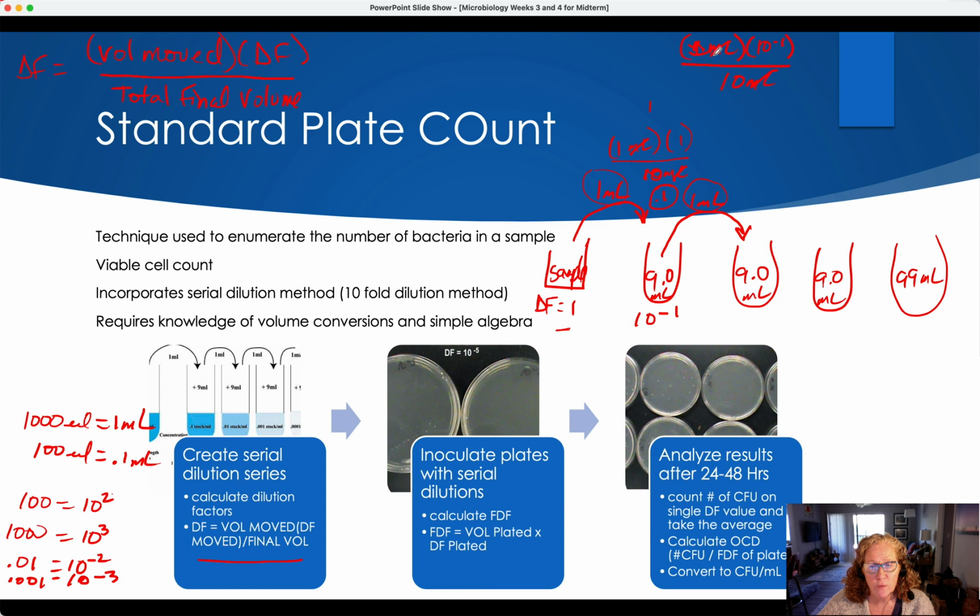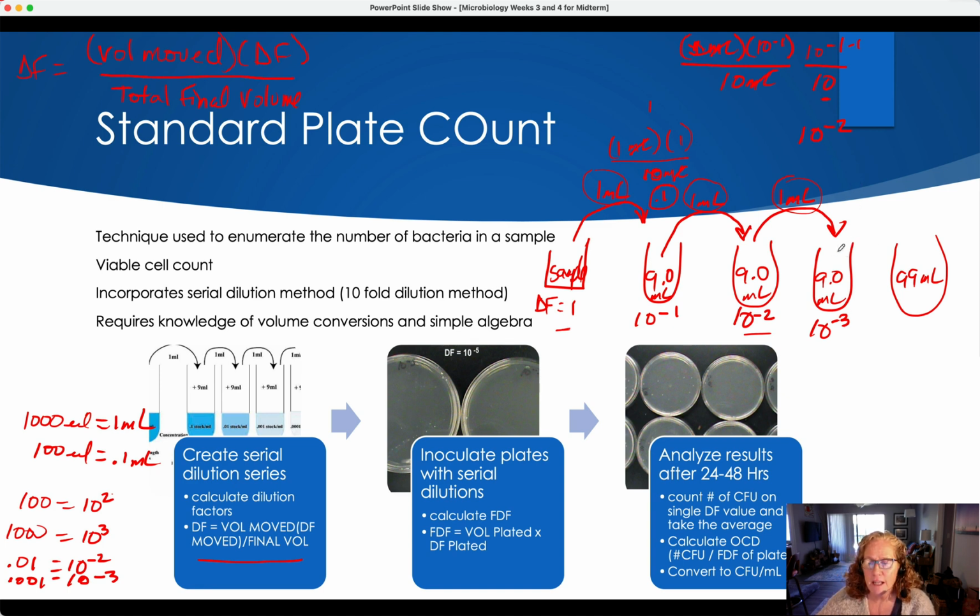Again, my units cancel. I now have 10 to the negative 1 over 10. I'm dividing this by 10 again, so that means that my exponent needs to become more negative by another 1, right? So a minus 1. So this becomes 10 to the negative 2. My dilution factor is 10 to the negative 2. So if I do this one more time here, and I move 1 ml again, this is now going to be 1 times 10 to the negative 2 over 10. This becomes 10 to the negative 3.